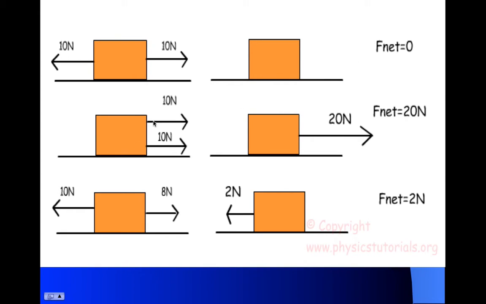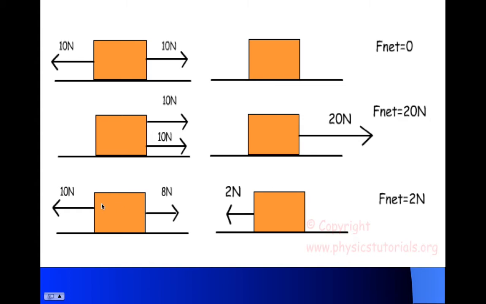In the second row, we have an object where the two forces are moving in the same direction. So if they're moving in the same direction, what do we do? We add them. So if we add them, we get 10 plus 10 equals 20 newtons. In the second row, second column, here we have the object with one force of 20 newtons. Both of these examples are exactly the same net force of 20 newtons.